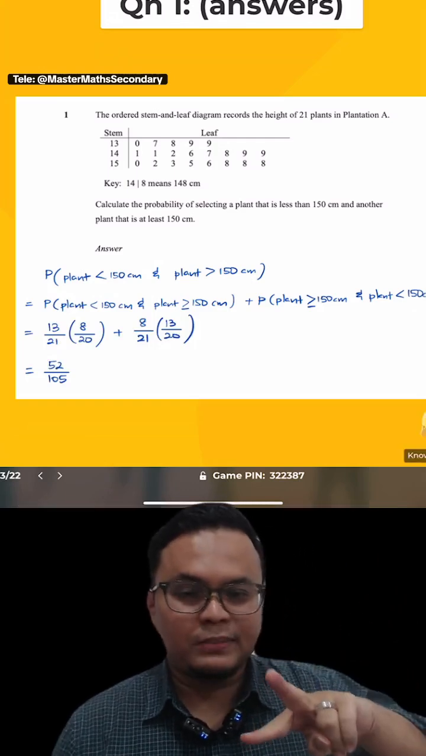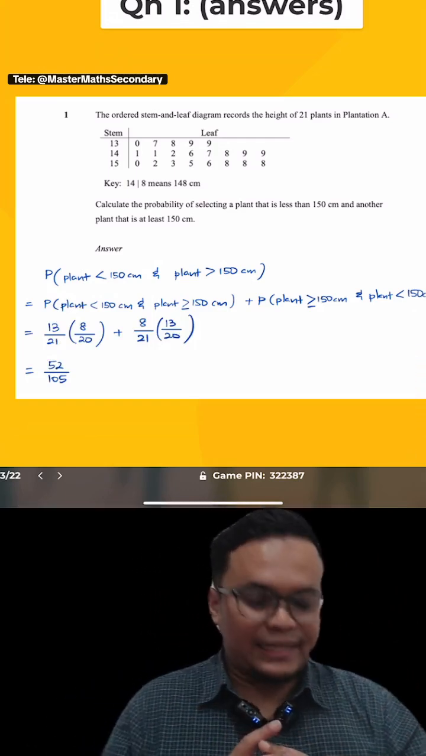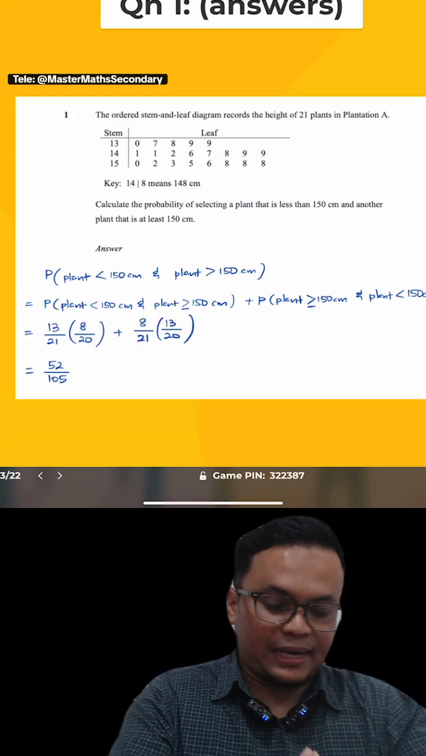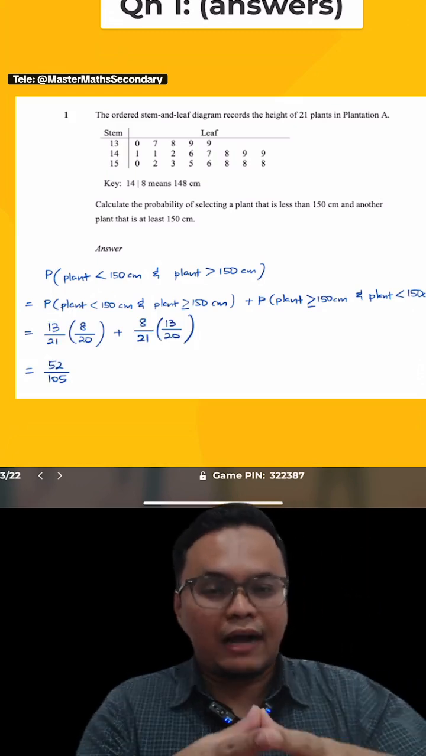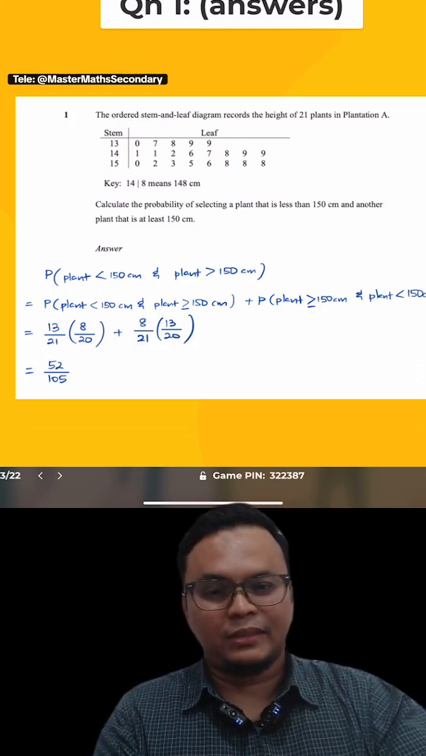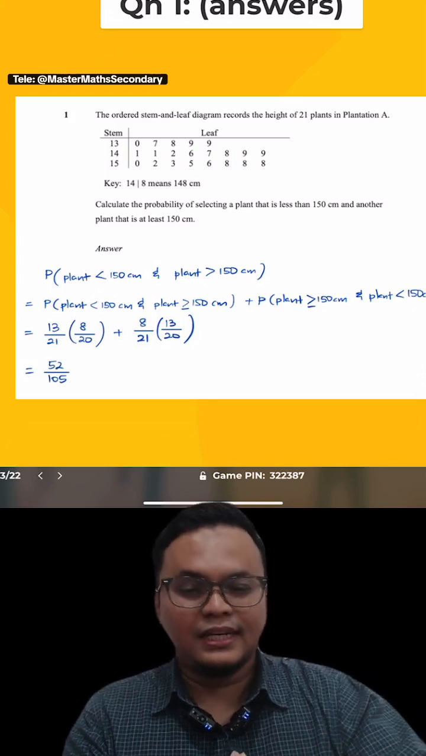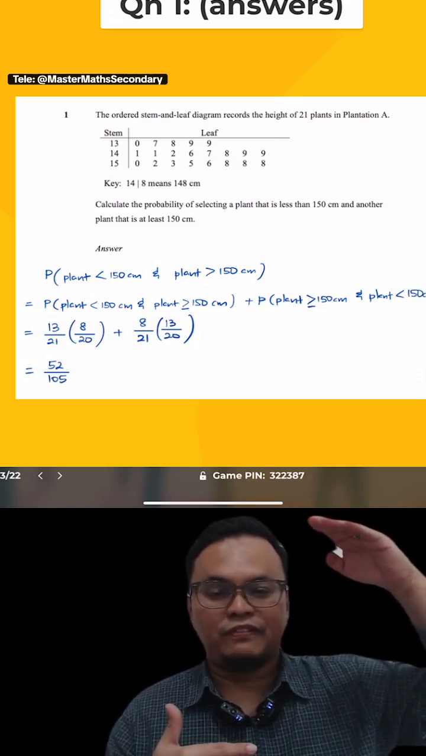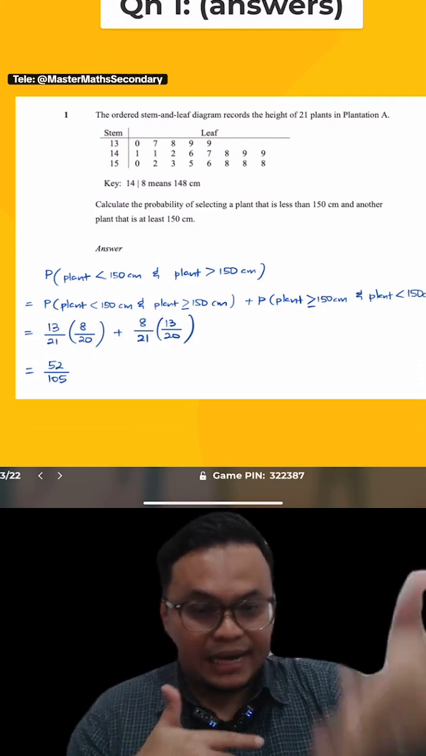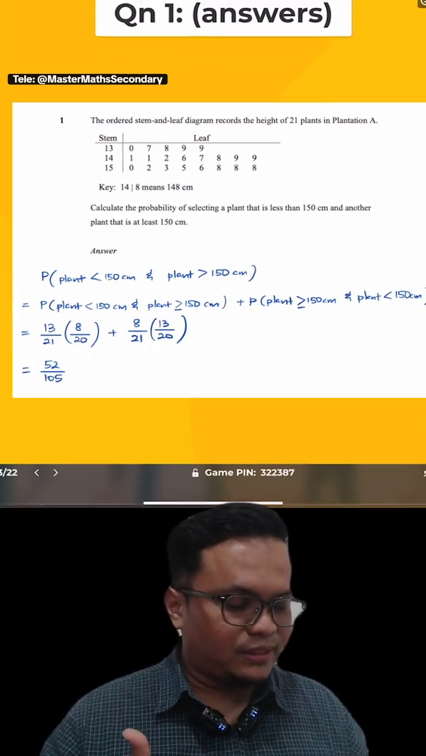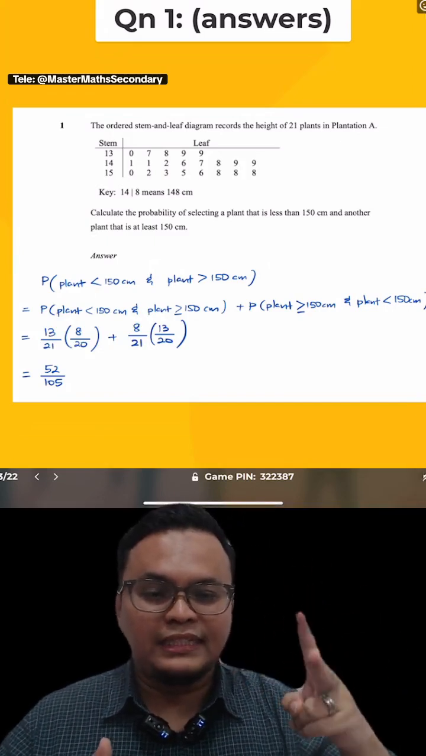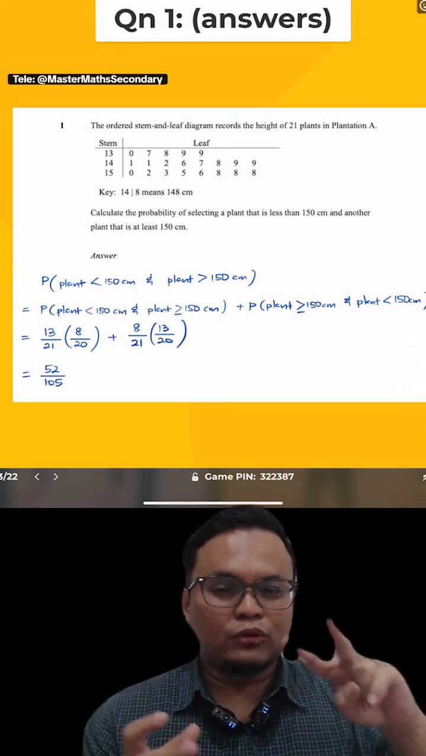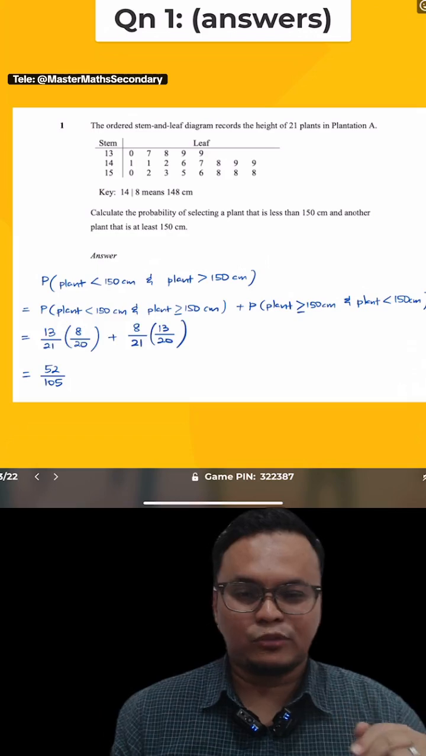The first possibility is when we choose a plant that is less than 150 centimeters, then we choose a second plant that is more than or equal to 150 centimeters. The second possibility is that we choose a plant that is at least 150 centimeters, and then the second plant would be less than 150 centimeters. So you have to consider these 2 cases, guys. You cannot just do one, because these are different cases when it comes to probability.